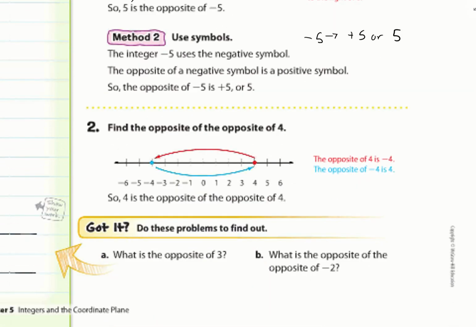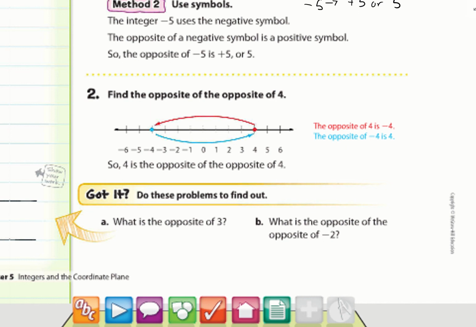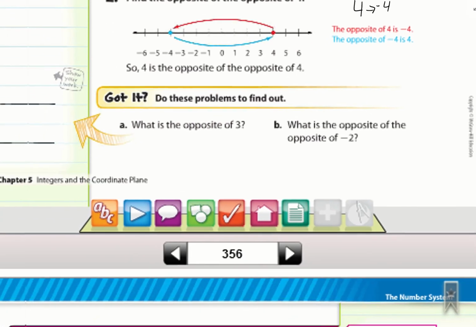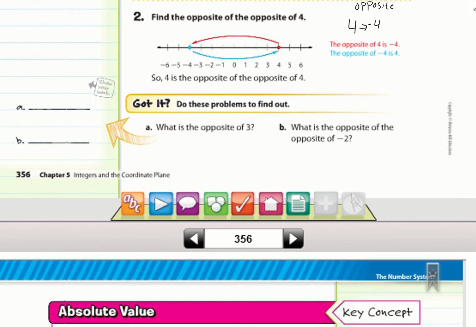So the same thing with finding the opposite of 4. It's going to be -4. So this is the opposite. So go ahead and try the got it. Find the opposite of 3 and find the opposite of -2. So this shouldn't be too difficult. The opposite of 3 is going to be -3. The opposite of -2 is going to be +2.